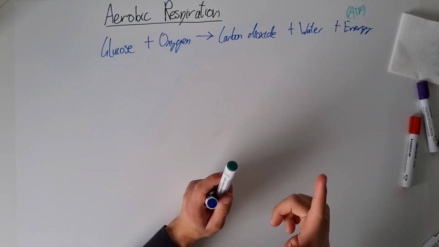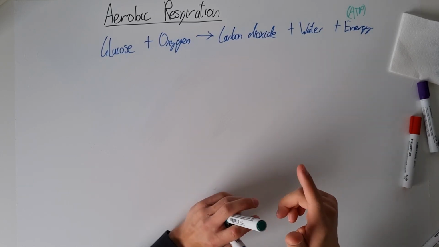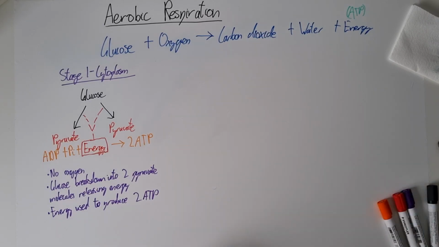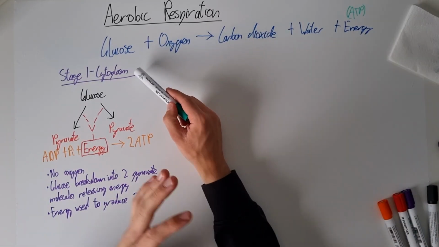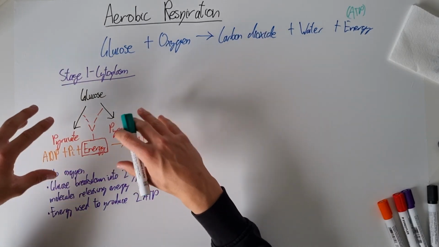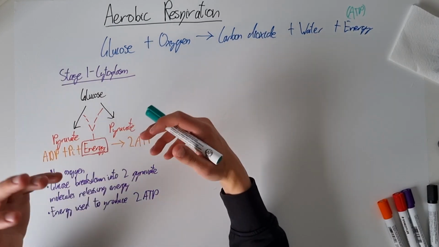So there's two separate steps we're going to look at. So let's go ahead and look at our first stage. Right, so taking a look at our first stage here. Our first stage occurs in the cytoplasm, and that's really important to remember. And then I've drawn this little diagram to try and help you understand what actually occurs in stage 1.